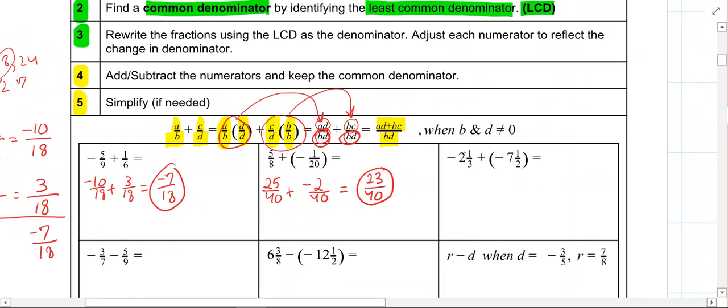I have to change this mixed number into an improper. So this is 6 plus the 1 is 7/3.